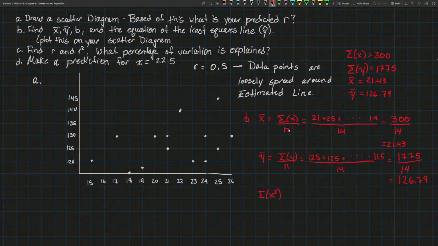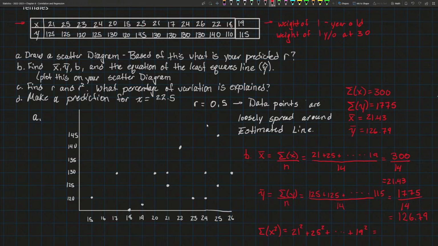Sum of x squared, this would be 21 squared plus 25 squared plus all the other data points squared all the way up until 19 squared. And if we do this, 21 squared plus 25 squared plus 23 squared plus 24 squared plus 20 squared plus 15 squared.